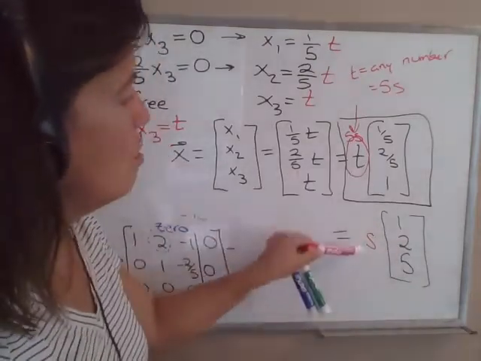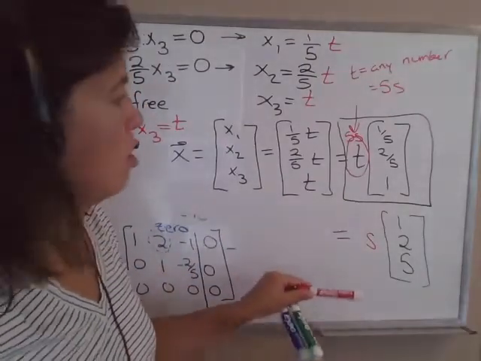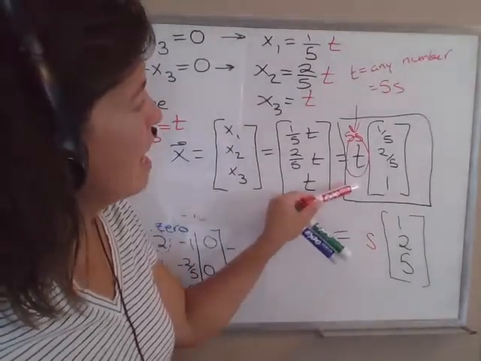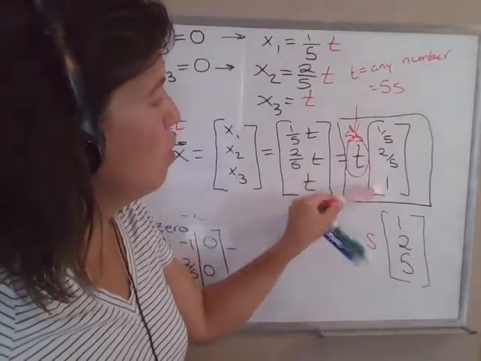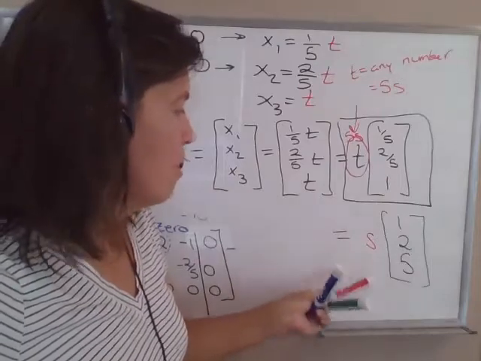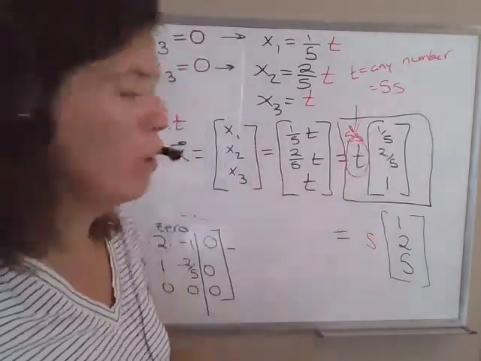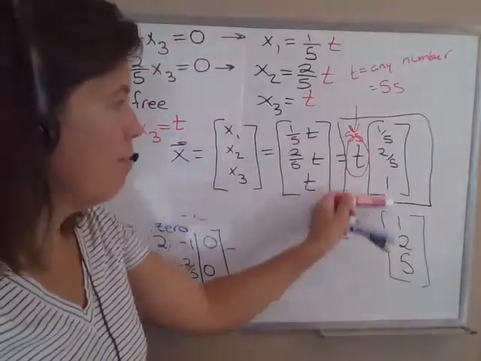So either of these solution sets describes the set of all solutions to that homogeneous system. Whether you express it as t times 1/5, 2/5, 1, where t is any number, or with some other parameter, let's say s, times any multiple of that vector. So in this case, I did 5 times that vector.